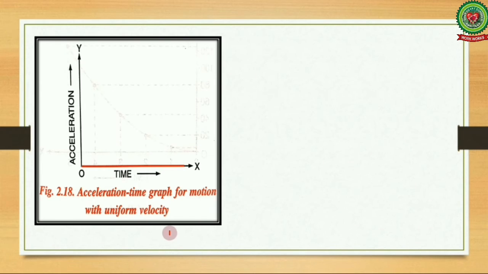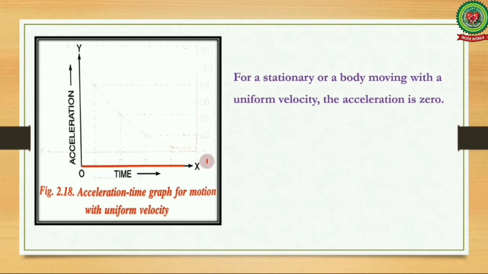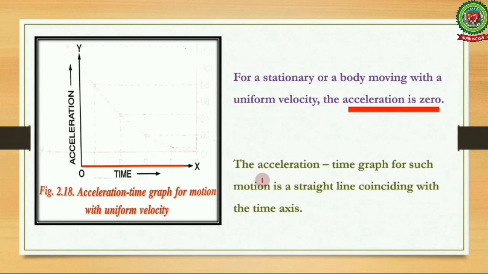So here are different acceleration time graphs. First, for motion with uniform velocity. Here we observe that for a stationary body or a body moving with a uniform velocity, the acceleration is 0. That's why this red line is along the x-axis from the origin. The acceleration time graph for such motion is a straight line coinciding with the time axis.